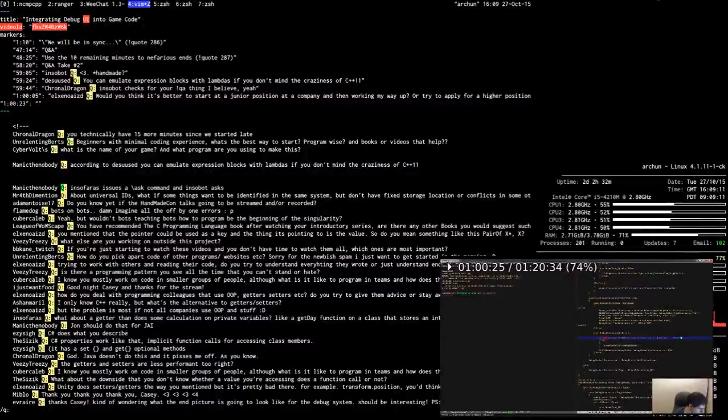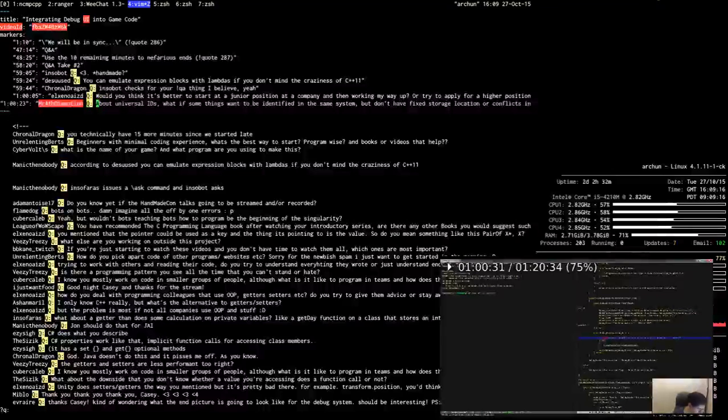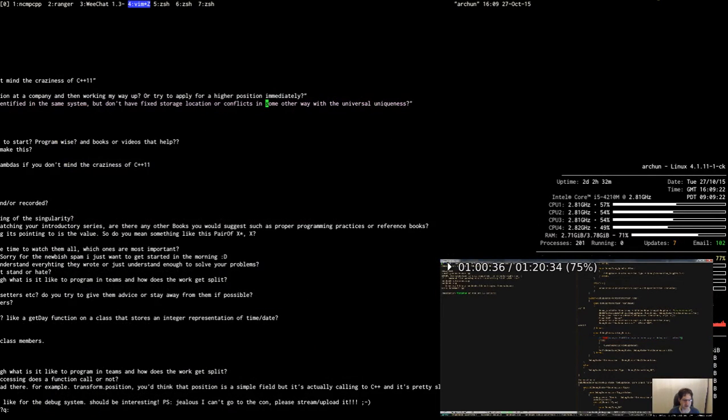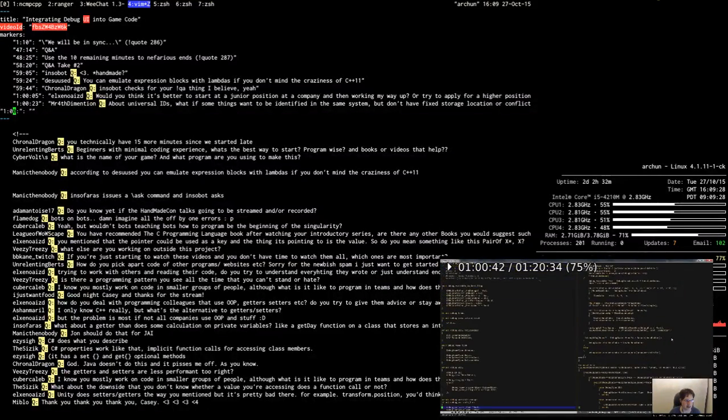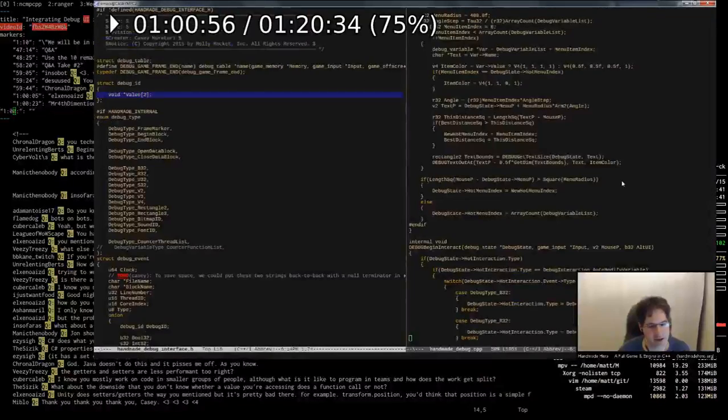Mr. Fourth Dimension, about universal IDs, what if some things want to be identified in the same system, but don't have a fixed storage location or are complex in some other way with the universal uniqueness? So what I generally do, you'll notice very specifically, this was even sort of predictive of me, because we didn't actually have a need for it. But you'll notice in here, the way that I did it is there's 2 pointers, and it's like, why are there 2 pointers, right? And the reason is specifically because you can almost always generate a unique ID with enough space. And I've seen it in my system sometimes as high as 4.